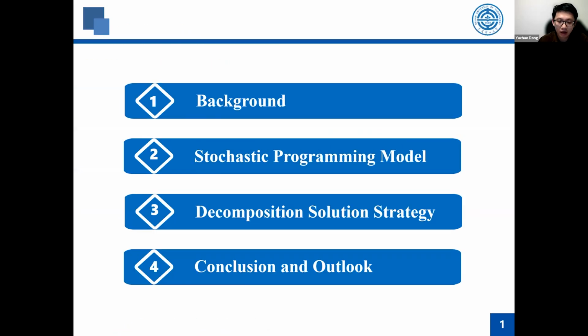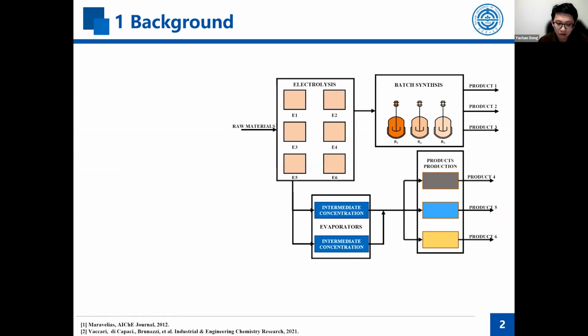My presentation will have 4 parts. After a brief discussion of the background, I will talk about the mathematical model and the solution strategy. And finally, a few words on the conclusion and future work. First, on the background, chemical production scheduling has always been a widely studied topic in the last few decades in the PSE community.